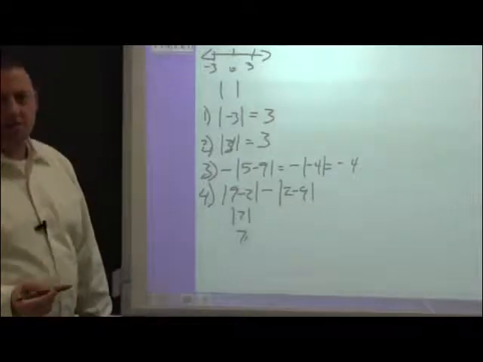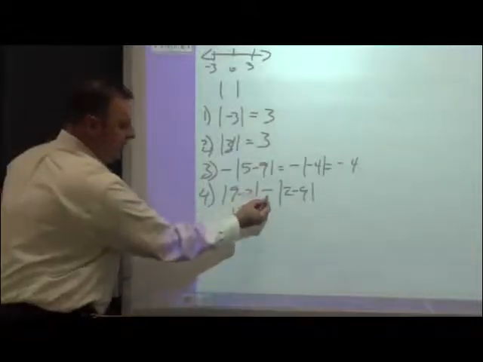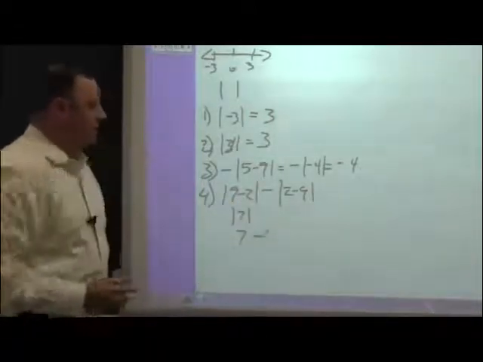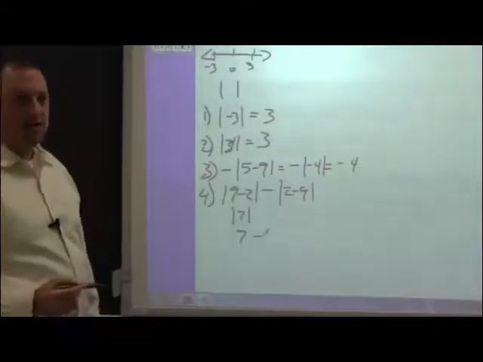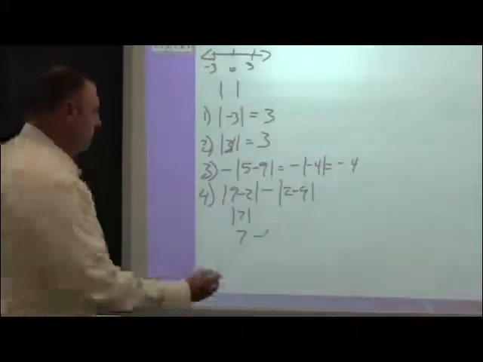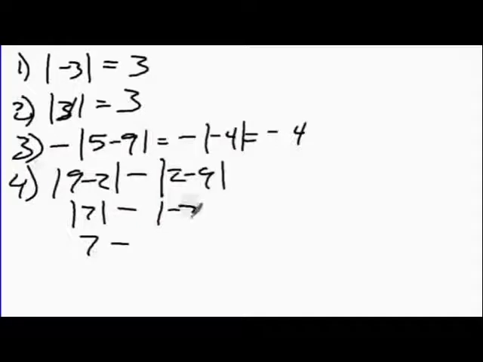Then we have to do the other absolute value. Let's go ahead and bring this negative down. And now let's do the absolute value of 2 minus 9. That's 2 minus 9, which is -7. Absolute value of -7 is 7. So now you have 7 minus 7, which is 0.